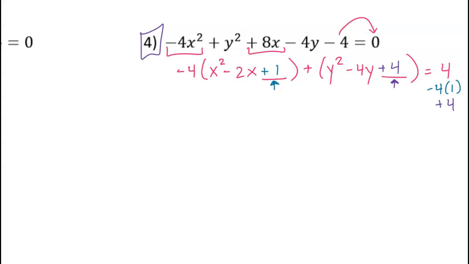So this right-hand side simplifies down to 4. And how do I finish completing the square for my x values? Let's do this. How do I finish completing the square here?